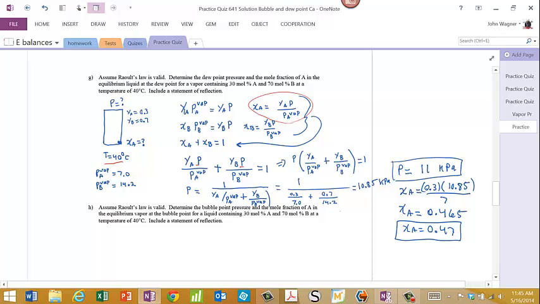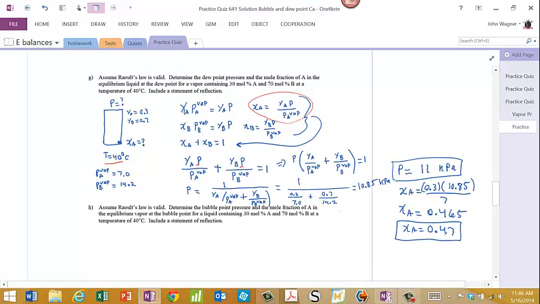So we can see that the pressure is 11 kilopascals and that the mole fraction of A in the liquid is 0.47. Now it says include a statement of reflection. So we're going to try and put this in context and see if the numbers make sense at all.